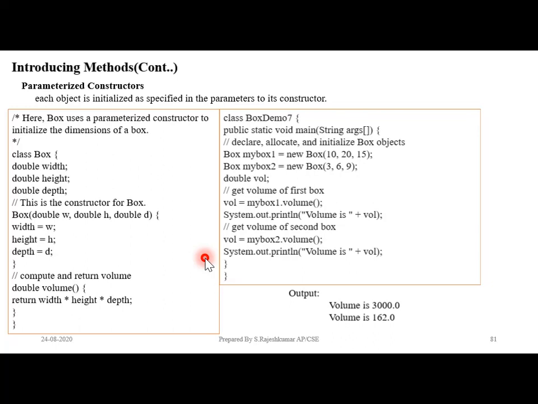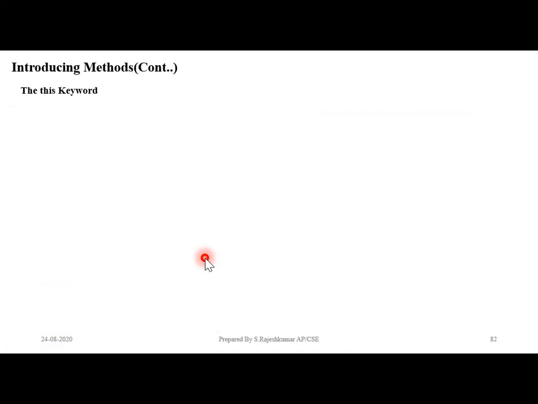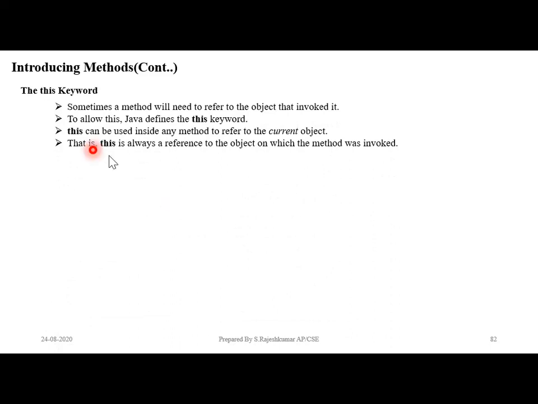When the method wants to know which object reference is currently calling it, it must understand by using the this keyword. The this keyword is used to make the method know which object is currently invoked. Could you able to understand? This can be used inside any method to refer to the current object. The this keyword is always a reference to the object on which the method is invoked.